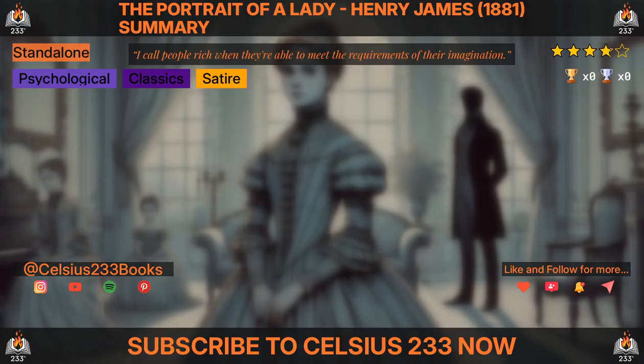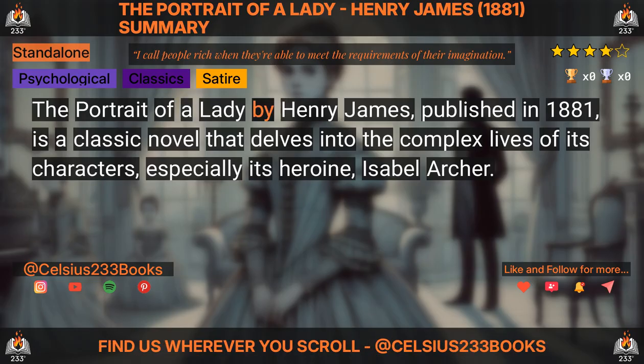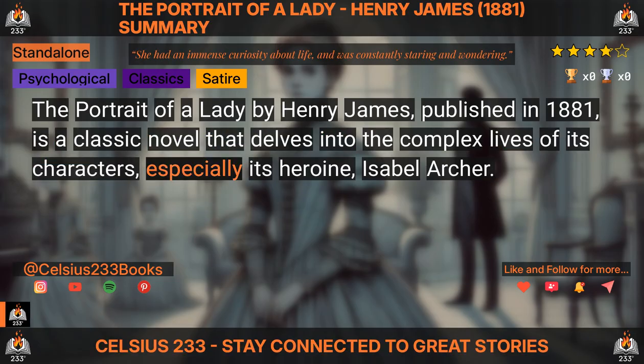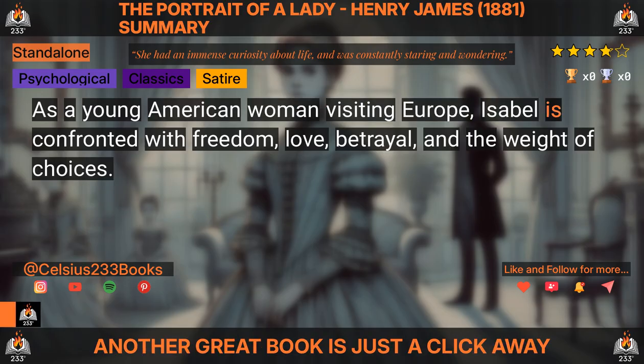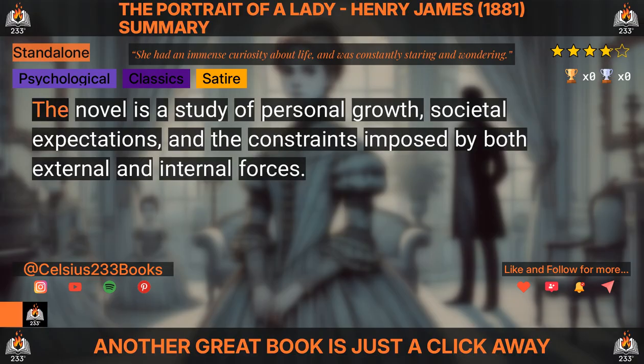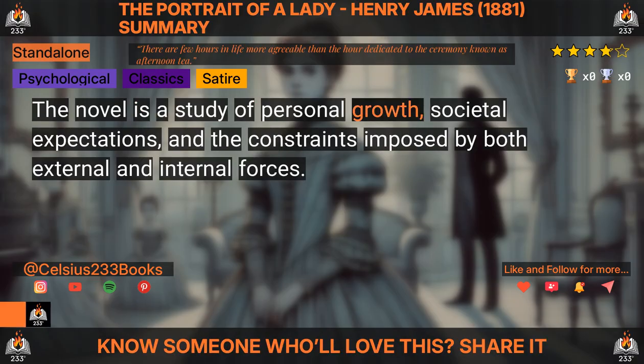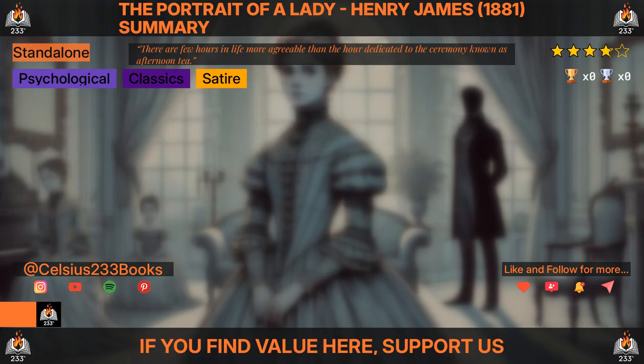Today, we will enter the world crafted in The Portrait of a Lady by Henry James. The Portrait of a Lady by Henry James, published in 1881, is a classic novel that delves into the complex lives of its characters, especially its heroine, Isabel Archer. As a young American woman visiting Europe, Isabel is confronted with freedom, love, betrayal, and the weight of choices. The novel is a study of personal growth, societal expectations, and the constraints imposed by both external and internal forces.